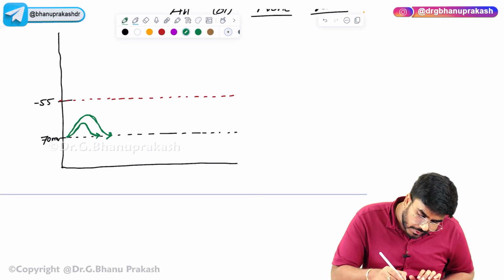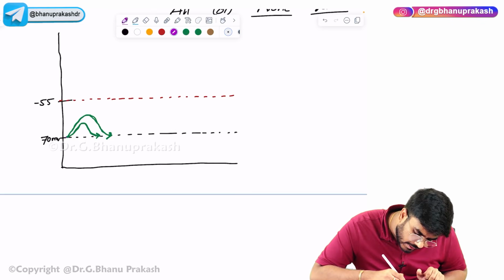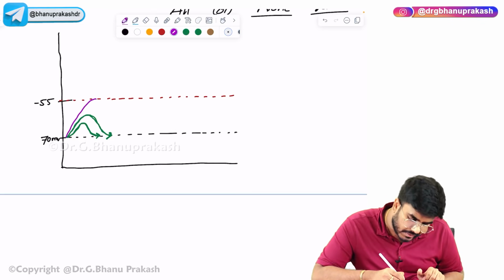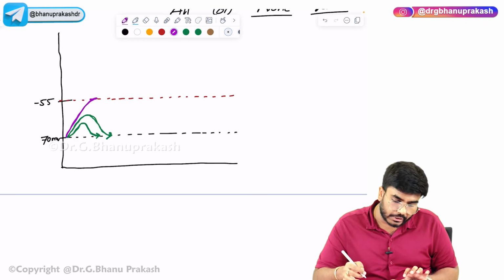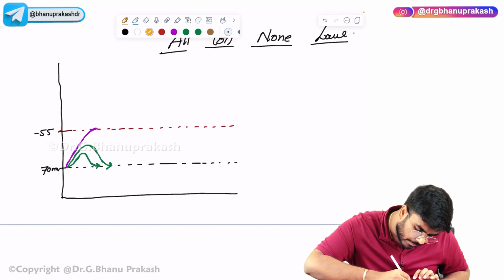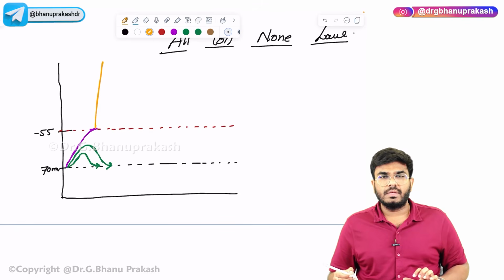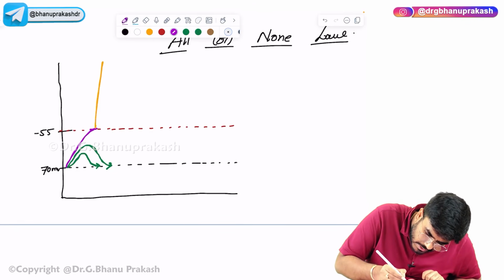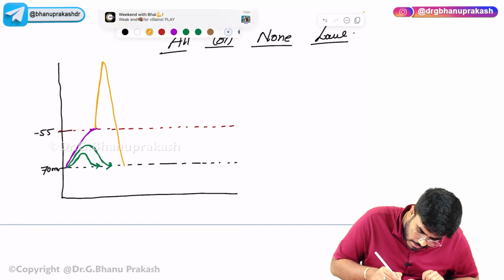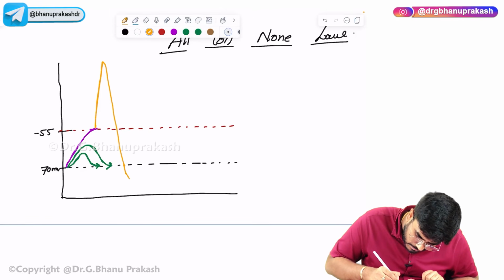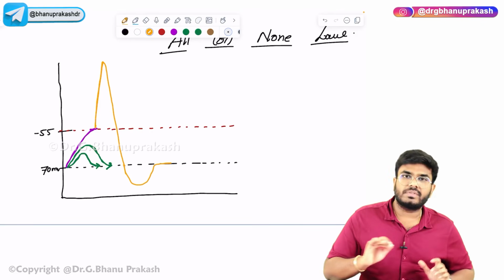But if you give enough stimulus, that's going to take the resting membrane potential to the threshold potential. Now, once the threshold potential is attained, you know what happens? There will be depolarization. Now, after the depolarization, what happens? There will be repolarization, and there will be a little bit of hyperpolarization, again coming back to resting membrane potential. So this is normal.